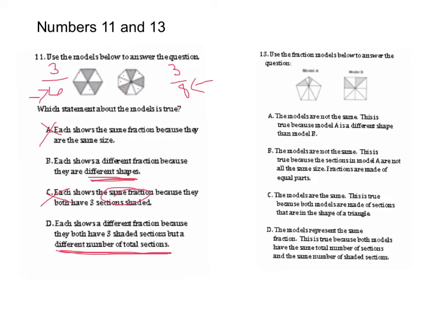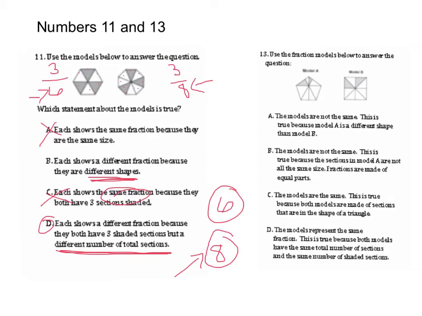Okay, hopefully you picked D. And I kind of gave you that before we started. Remember, if you have a pizza and you're going to cut this pizza into 6 pieces, and you have the same size pizza here and you're going to cut that into 8 pieces, these pieces are going to be a little bit smaller because you're sharing with more people. So if you have different total sections, your sizes are going to be different.